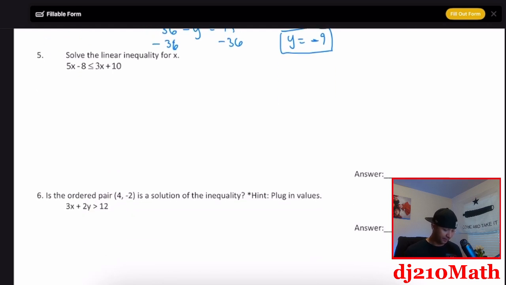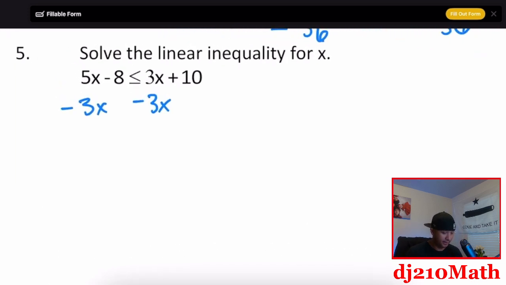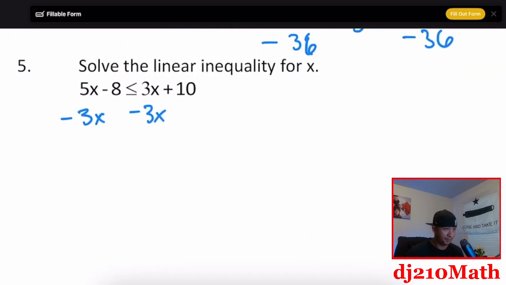All right, 5. Okay, we're solving a linear inequality. So this is less than or equals, and we're solving for x. So I'm going to start moving the x's one way and the numbers the other way. Doesn't matter which one you move, really. I could have subtracted 5x, but then we would have gotten a negative number. If I would have done minus 5x to both sides, 3 minus 5 would have been -2.